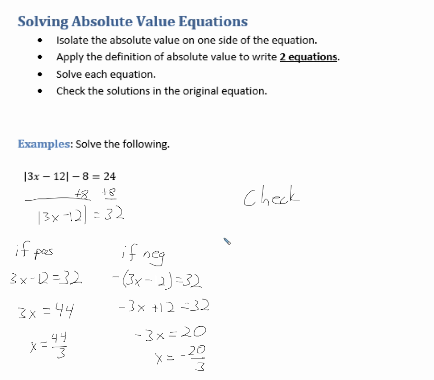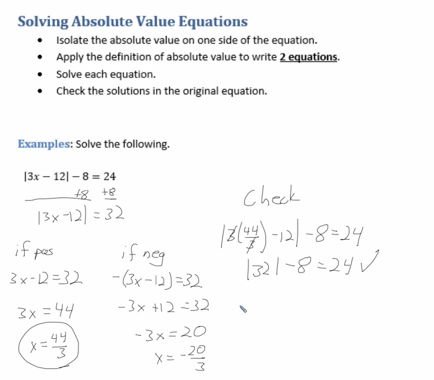We'll plug in 44 thirds. This looks like it might be hard, but it doesn't turn out bad because the 3 will reduce right away. So 3 times 44 thirds minus 12, minus 8 equals 24. Again, I mentioned before, these will reduce. 44 minus 12 is 32. The absolute value of 32 minus 8, does that equal 24? Yes, because the absolute value of 32 is 32 minus 8 is 24. So this works.